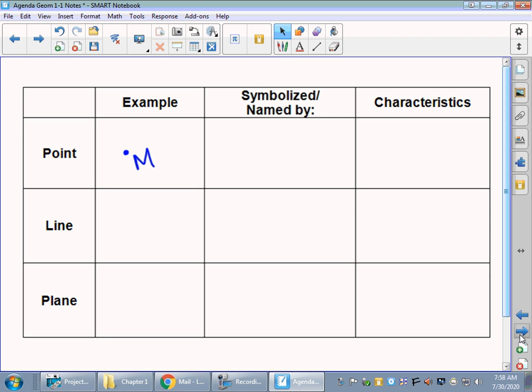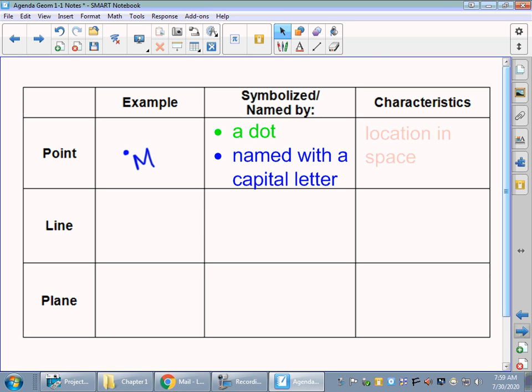It's symbolized, so as we go through, I'm going to say all these things a couple times in a couple ways. It's symbolized by a dot, and we always name it with a capital letter. Don't put a small m or a small t. It's going to be point capital M or point capital T or P or whatever letter you or I choose. The characteristics, all we can really say, it's basically just a location in space. It could be on your ceiling, it could be on my board, it could be on your desk, it could be on your paper, right? It's a location somewhere in space.